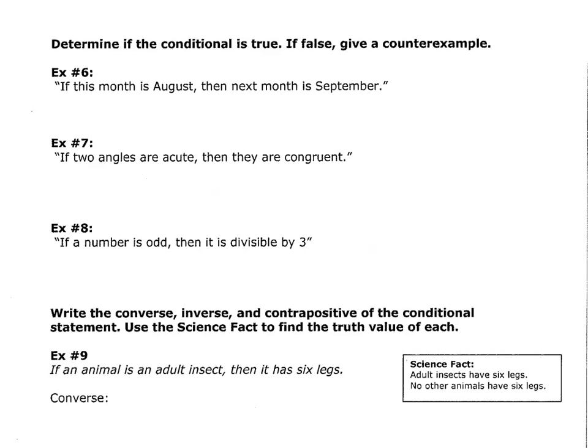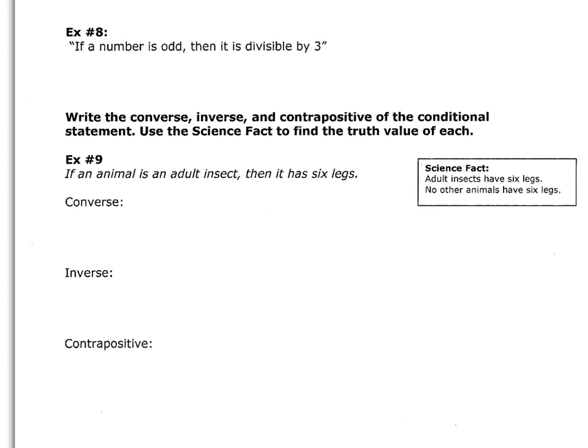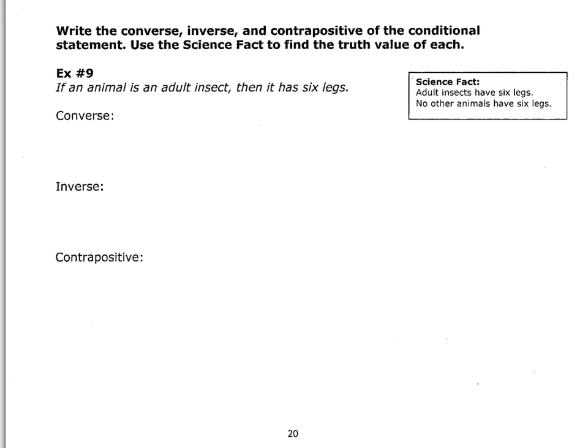Okay, on numbers 6, 7, and 8, you guys just need to go ahead and decide if the statement is true. And if it's not, you need to give a counterexample or explain why it is not true. Okay, we're going to go ahead and move on to example 9. Okay, we're going to talk about converse, inverses, and contrapositives.